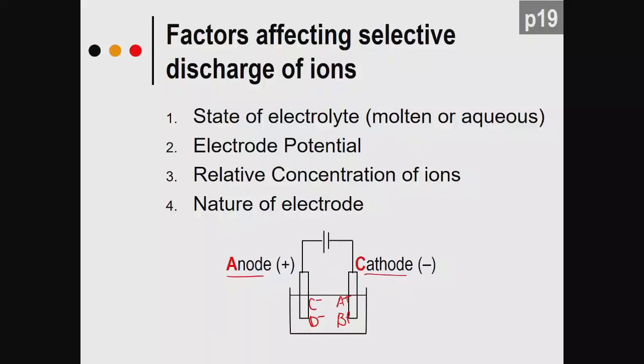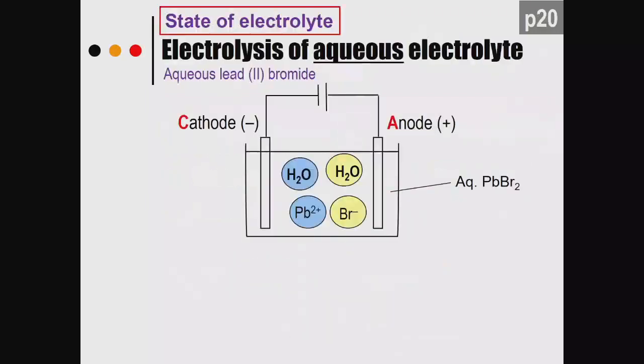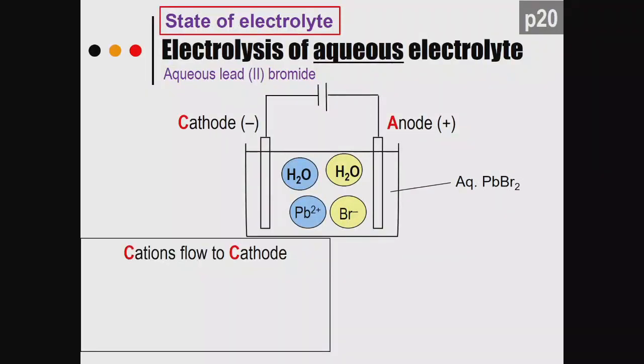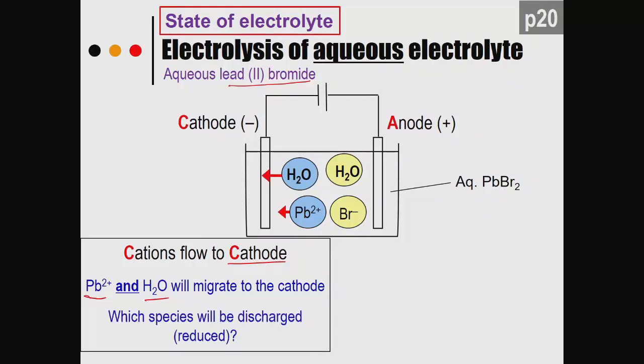Especially if the electrolyte is aqueous, there will be many cations and anions that we need to consider. So how do I decide which cation and which anion is discharged? Recall on page 20, this example where I have aqueous lead(II) bromide. At the cathode, Pb2+ and H2O will be attracted. How do I know which one will be discharged, which one will be reduced? You need to take note, at the cathode, reduction occurs.